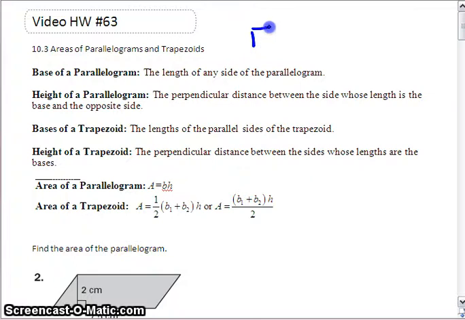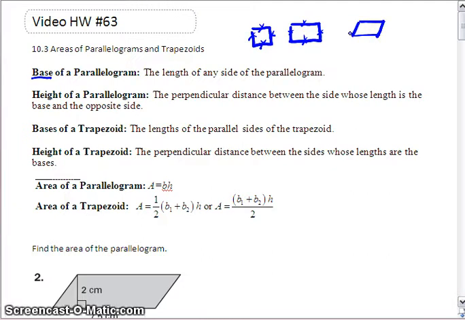A parallelogram can be a square, a rectangle, or a parallelogram. Parallelograms are defined by two sets of parallel sides, here and here, and here and here. Now it's important to know what the base of a parallelogram is. This could be the base, or this could be the base, or this, and the same on all of them. Any of them could be the base.